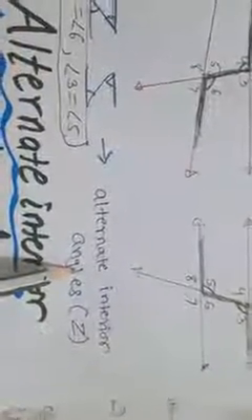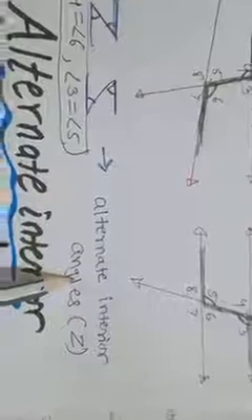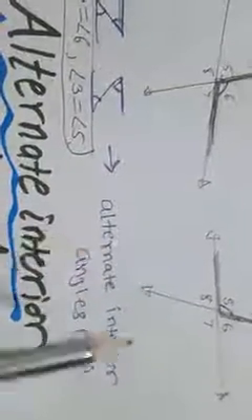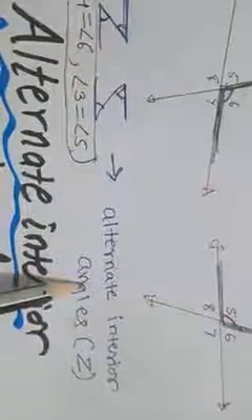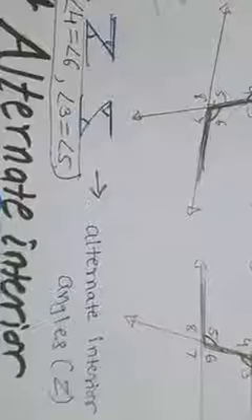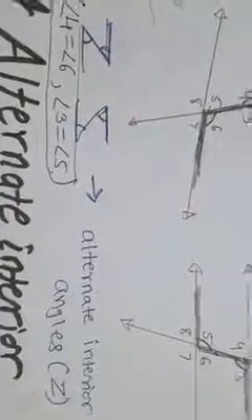When we solve the examples from the exercise or worksheet, as soon as you read the words alternate interior angles, that Z shape must come to your mind. The Z shape gives you two angles, a pair of angles. These angles are alternate interior angles.